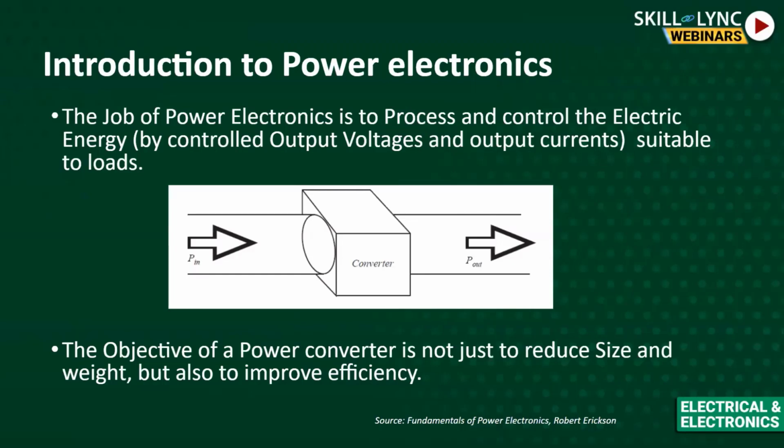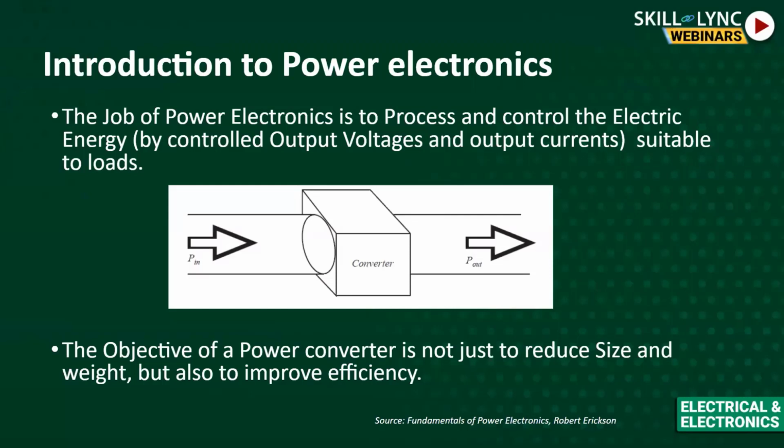So this is about power electronics. It is to convert one form of electrical energy to another form. Just remember that the load output is a controlled voltage or a controlled current, or it can be both controlled. Let's move to the next slide.